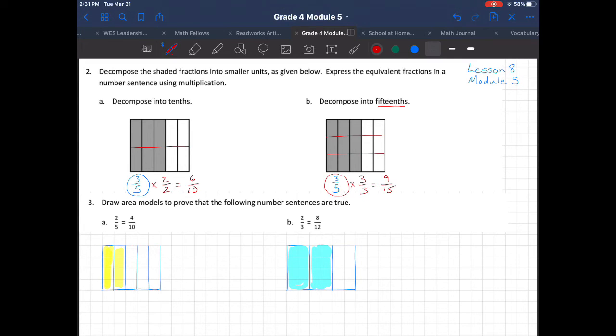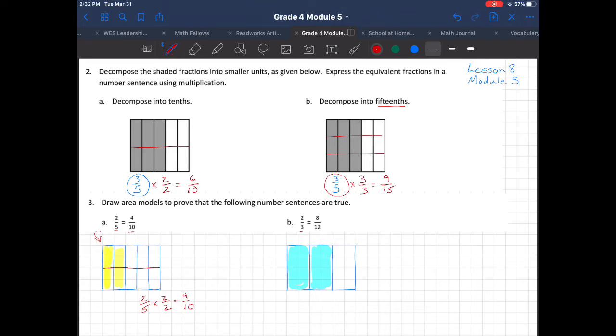Number 3, draw area models that prove the following number sentences are true. So it started with 2/5, so I already drew my rectangle with 2/5. I've got it shaded. I need to make it 4/10. Tenths is twice as many pieces, so I will again just draw a line. This is actually all you have to do for this. I'm going to go ahead and write the multiplication sentence. 2/5 times 2/2 equals 4/10.